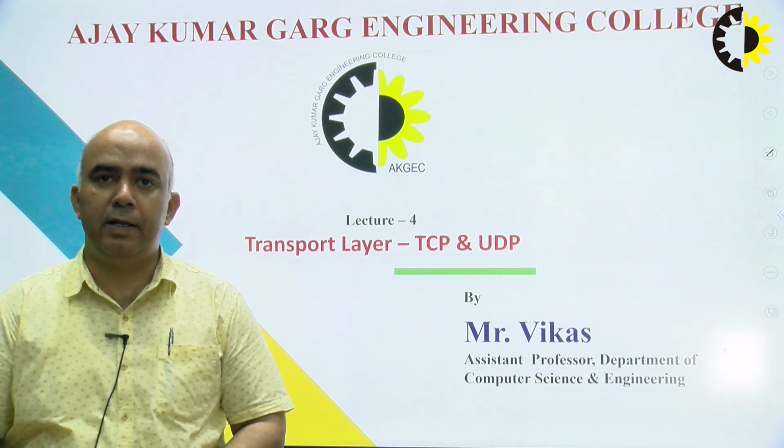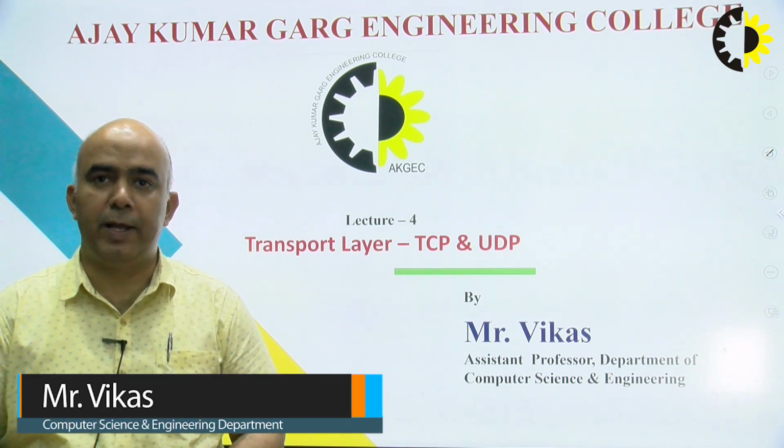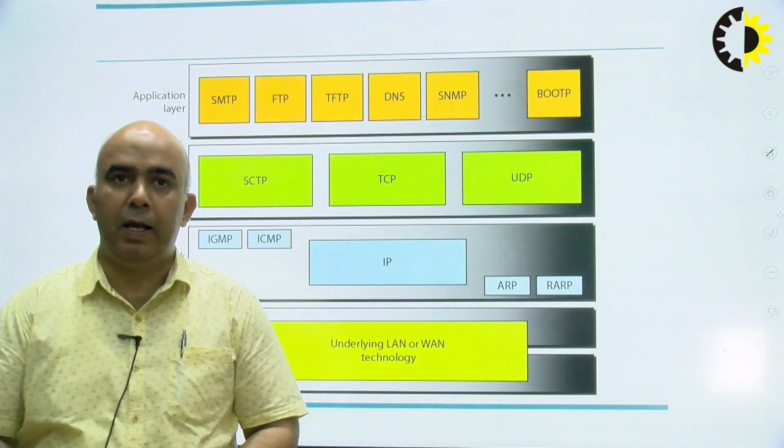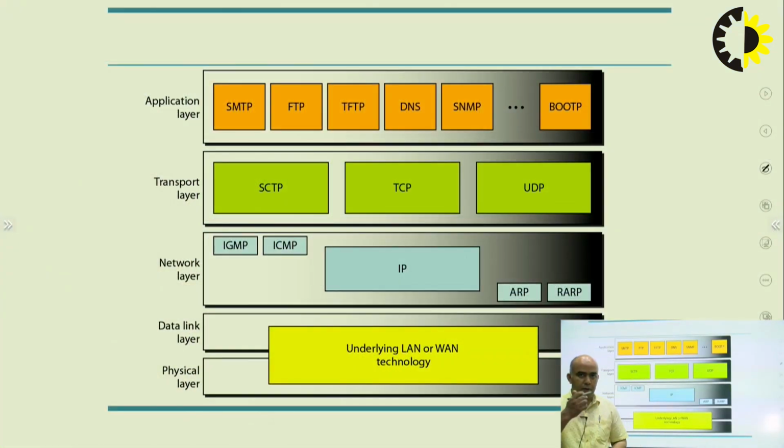The topic that I am going to discuss is numerical problems on TCP and UDP of the transport layer. This is the overall picture where we have different layers and the various protocols that are used at the different layers: physical layer, data link layer, network layer, transport layer and application layer. We are focusing here on the transport layer, where we have the TCP and UDP protocols. As you already know, TCP is connection oriented and UDP is connectionless.